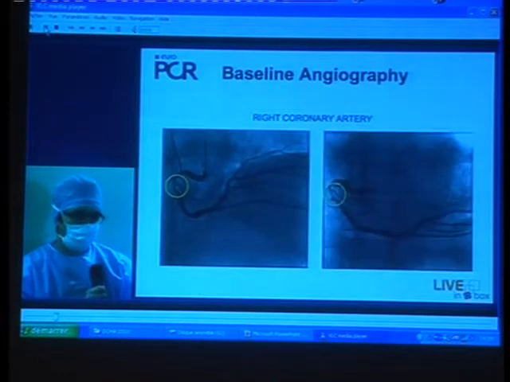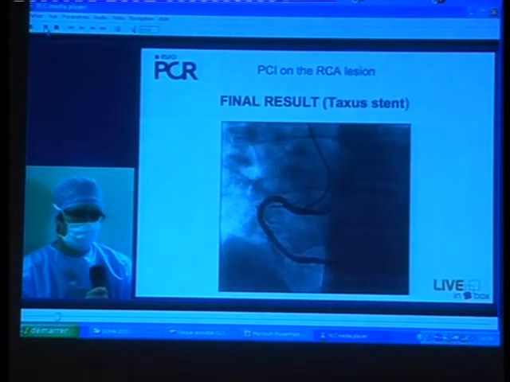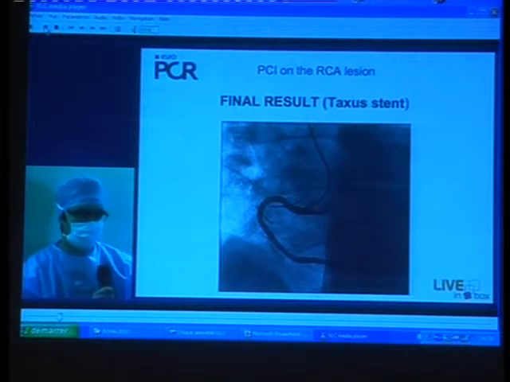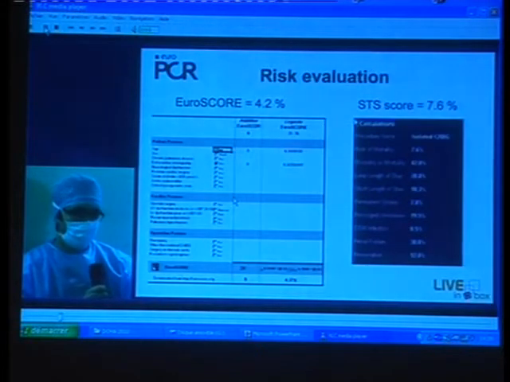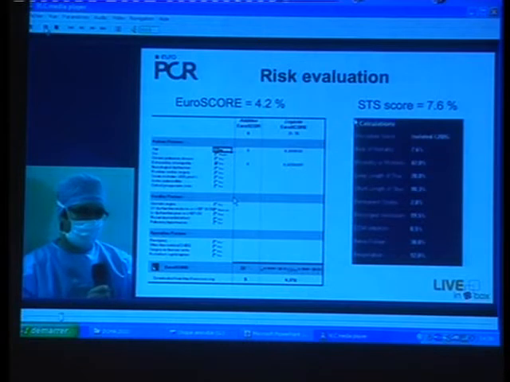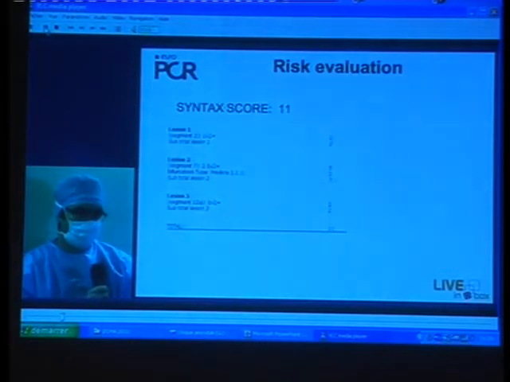On the right coronary artery, we observed a very severe lesion of the second segment of the right coronary artery. And so we decided to treat this patient by a PCI with a stent implantation of the second segment of the right coronary artery. In terms of risk evaluation, the patient has a EuroSCORE at 4.2% and an STS score at 7.6. And the SYNTAX score was at 11.